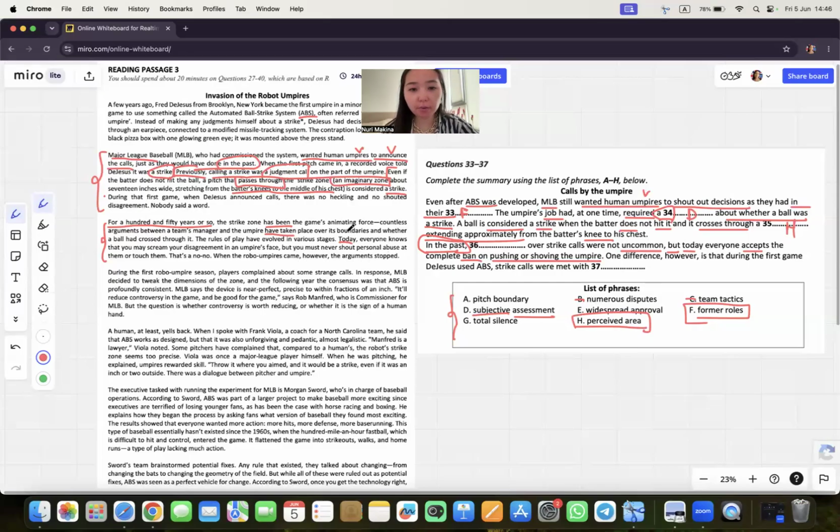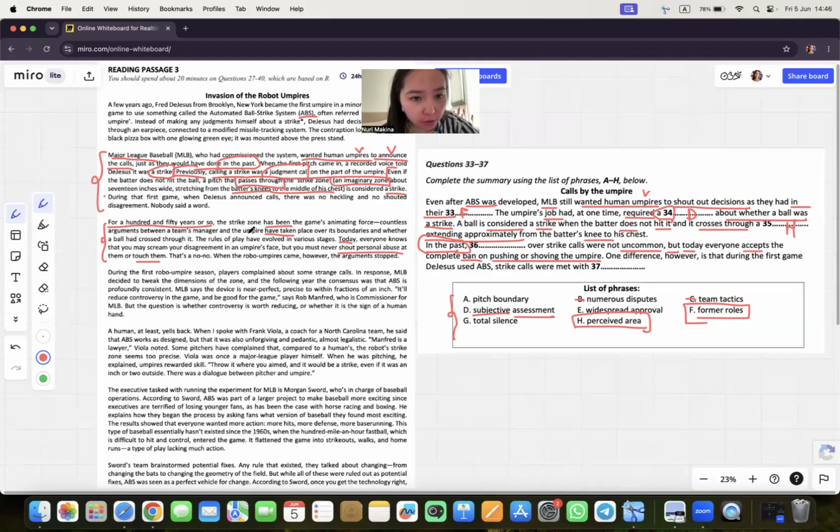Bravo! So, ban on pushing. Ban, which is you may scream your disagreement in an umpire's face, but you must never shout personal abuse. So that's a ban on pushing or shoving the umpire and touch them. So this is what we're looking for. So in this paragraph, we have the answer. So what we're looking for is something in the past, something over strike calls were not uncommon. So what was uncommon? Let's take a look, but today everyone accepts it. The strike zone has been the game's animating force.